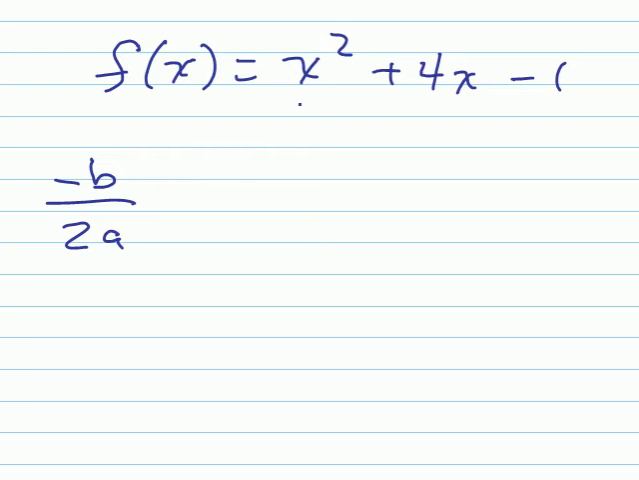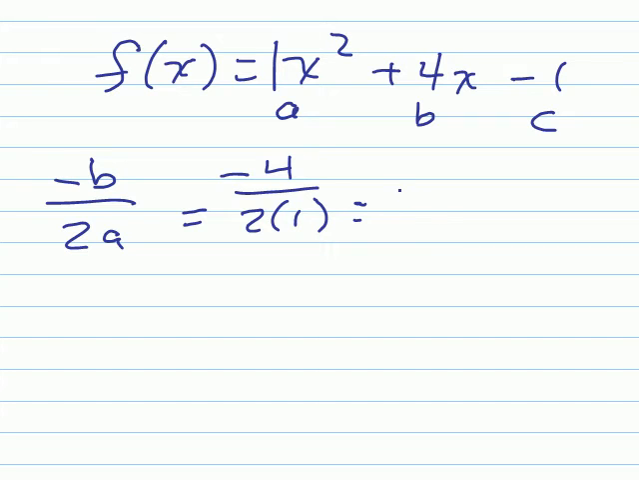Now your b, of course, this is your a, the coefficient for that, b, c. So the x coordinate of the vertex would be negative 4 over 2 times 1, because there's a 1 in front of that x squared. So my x coordinate of the vertex would be negative 4 over 2, which is just negative 2. So that is the coordinate of my vertex.